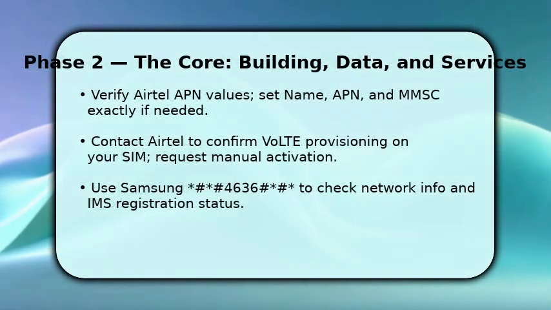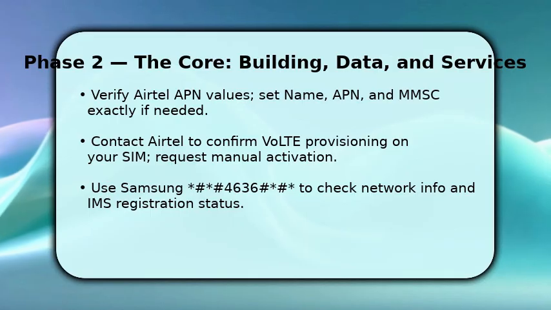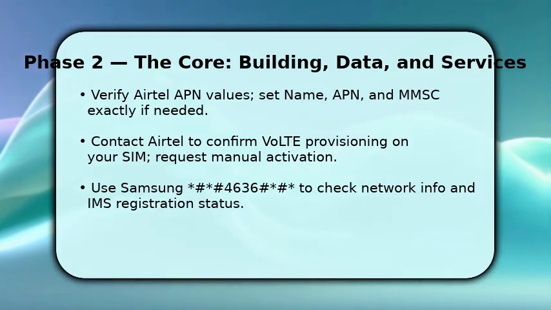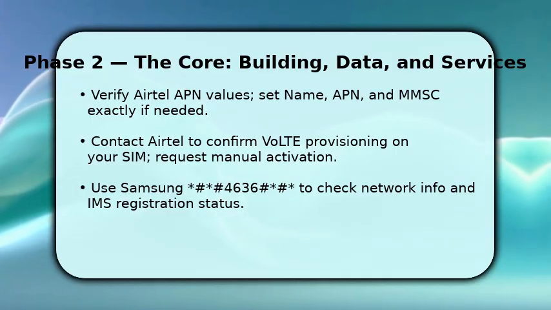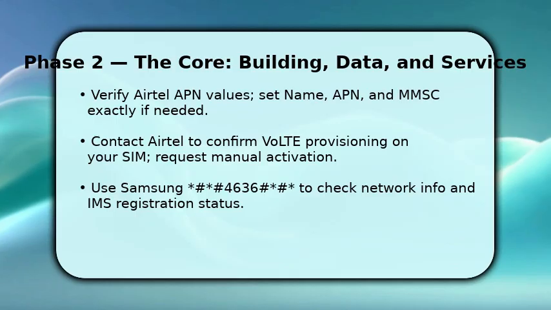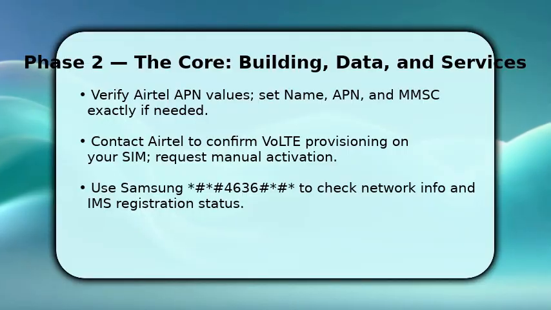next. Next, you verify carrier settings. Open Settings, Connections, Mobile Networks, access point names, and compare values to Airtel's standards. Edit if mismatched. Once saved, contact Airtel support to confirm VoLTE LTE provisioning for your specific SIM. Ask them to push activation if it's missing.